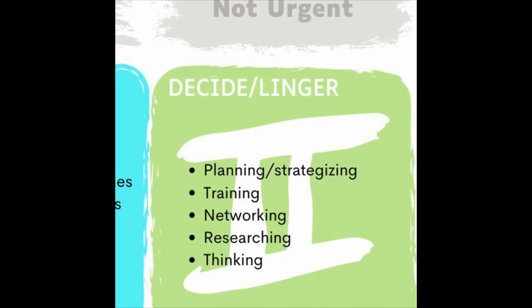Quadrant two, on the other hand, is when things are not urgent, but they're still important. Okay, and this is the best quadrant to be in. This is the decide or linger quadrant. This is when you're planning, you're strategizing, you're taking trainings, you're thinking, you're writing, you're getting things done for the long term for yourself and for your organization, the most valuable things.